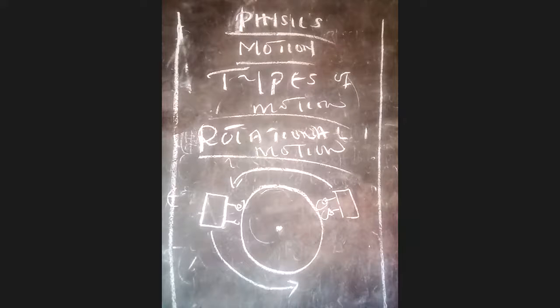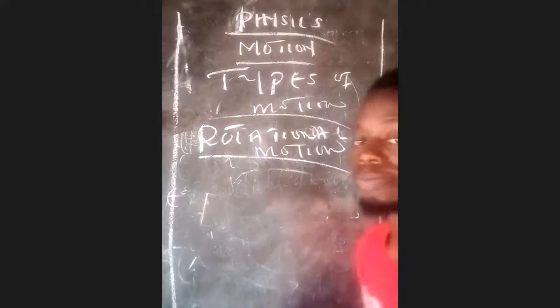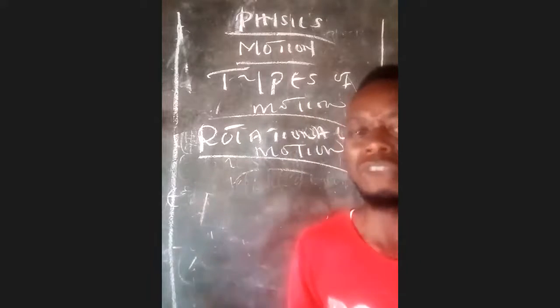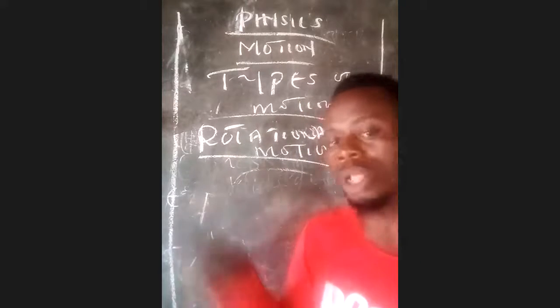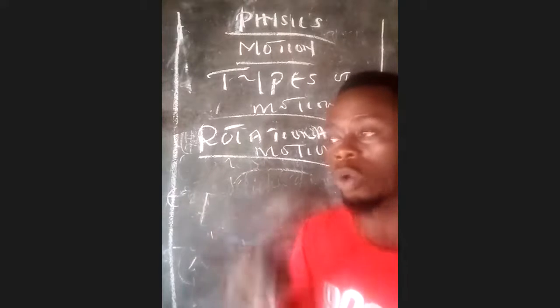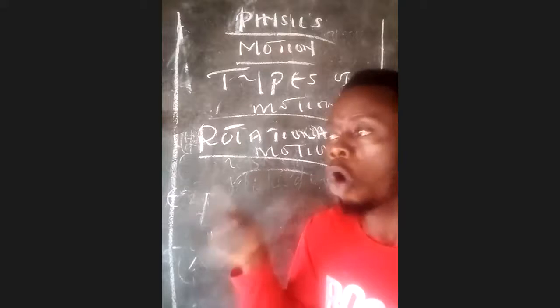Now, what are the physical examples of rotational motion? A physical example of rotational motion is the movement of a car wheel. A car wheel rotates around its axis, and it is one typical example of rotational motion.